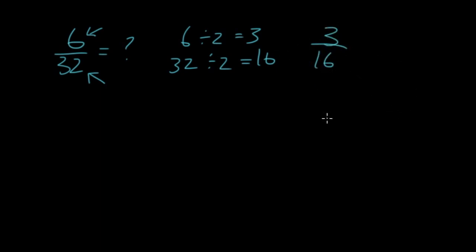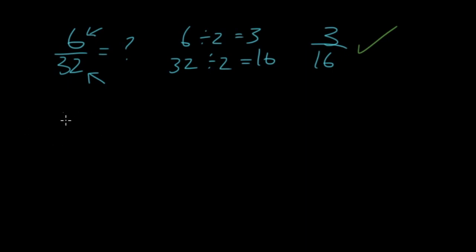Now can I simplify this? Unfortunately, I cannot, because the divisors of 3 are 3 and 1. Yet 16 can't be divided by 3, and if we divide it by 1, it'll remain 16. So this is our final answer.